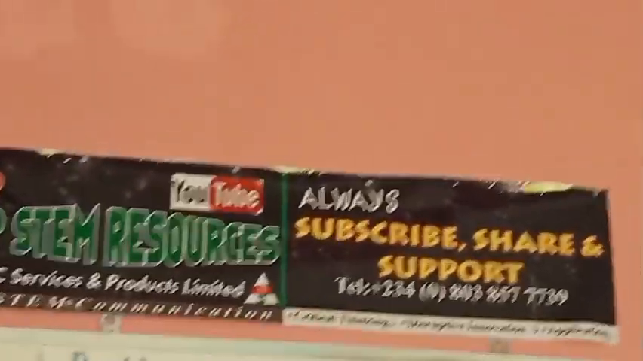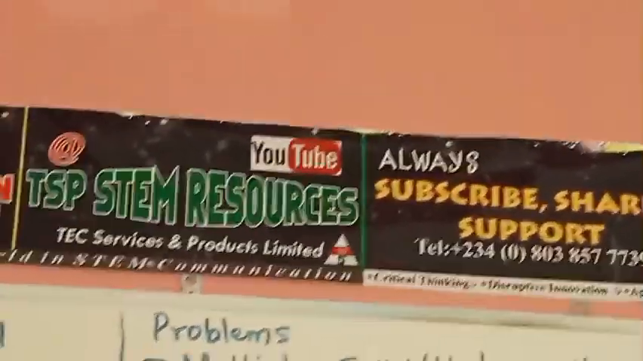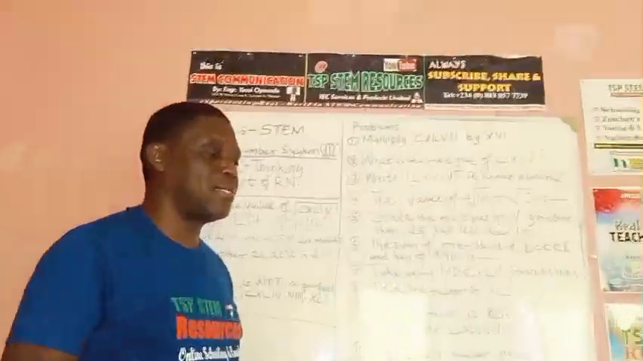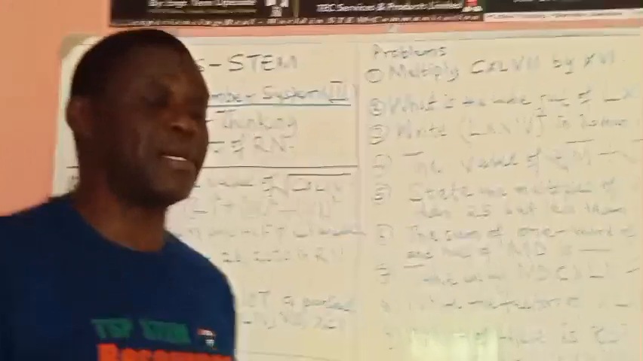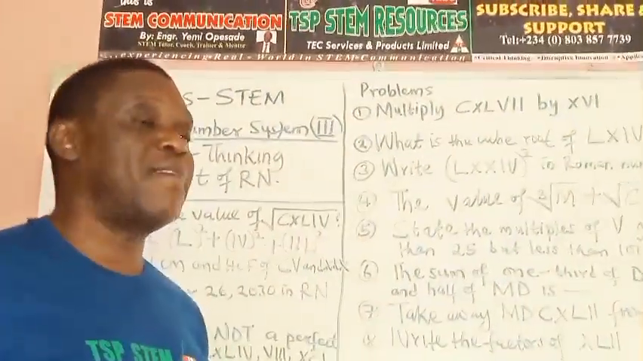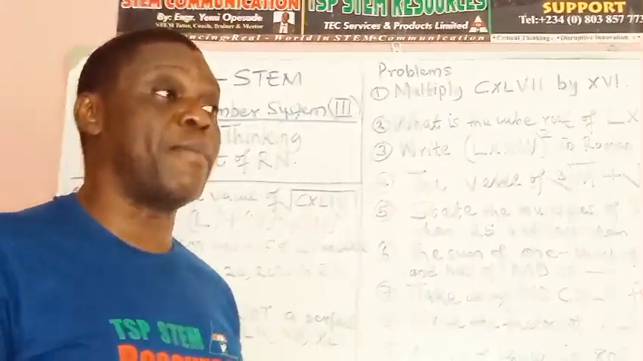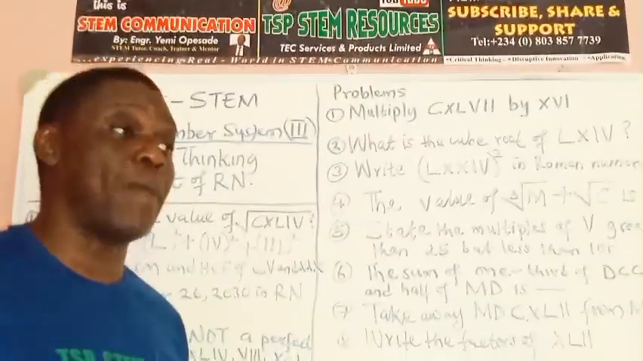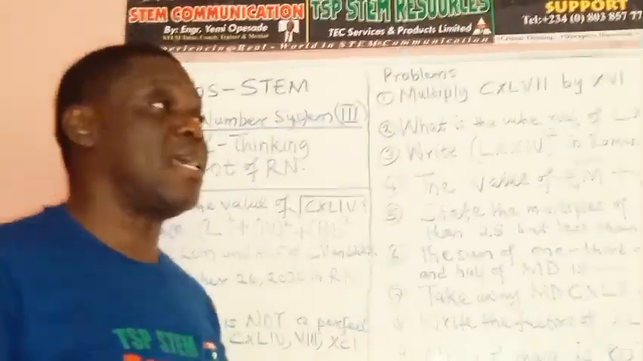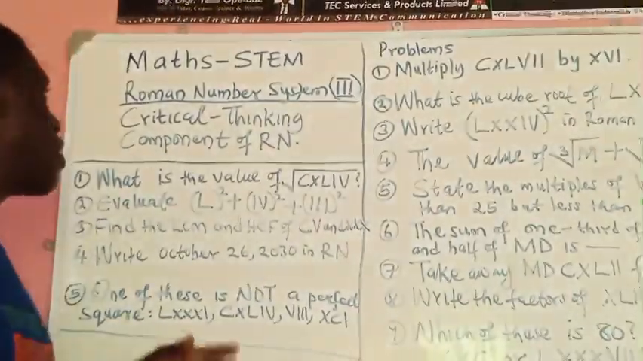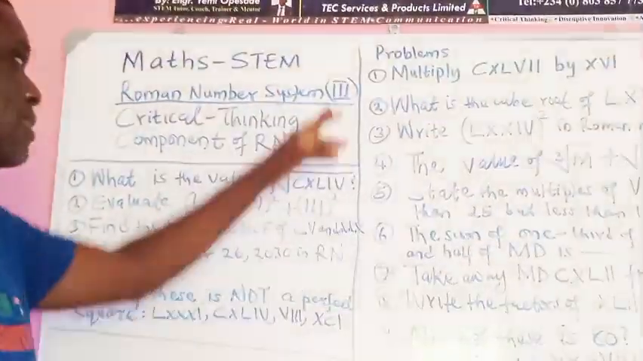Today we are looking at another of the STEM subjects, which is mathematics. The topic we are looking at is very much relevant to students from primary 3, 4, 5, down to primary 6, and junior secondary school 1, JSS 1. It's relevant, of course, to students preparing for common entrance and for students preparing for their junior WAEC, JSS 3, JSCE examination. The topic is Roman numeral system, part 3.